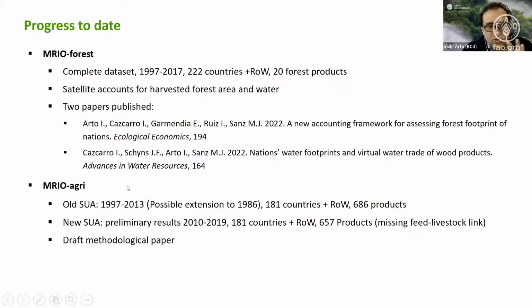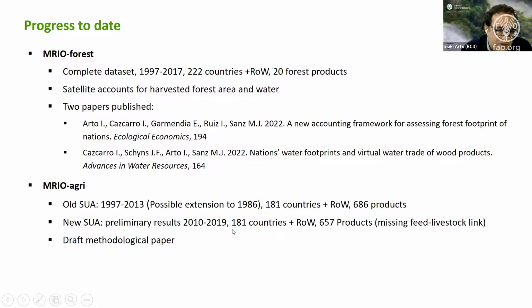We have two different data sets. The first one has been developed with what we call the old SUA, the supply utilization accounts with the old methodology, that covers the period 1997-2013, could be extended until 1986, and covers these countries and these products. And recently, the FAO updated the methodology for the construction of the supply utilization accounts. And in the last year, we have been working on updating the methodology to these new supply utilization accounts.